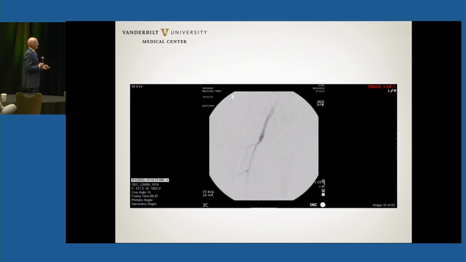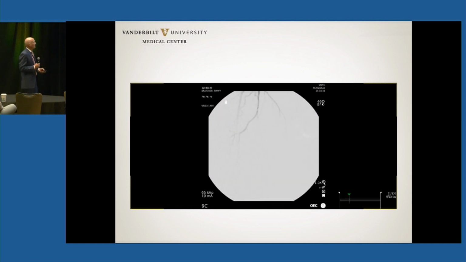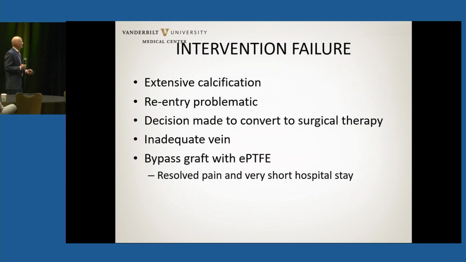And you can see that she's got good flow into a large profunda collateral out here. So this is the origin of her SFA. And that large profunda collateral, you can see, comes down and reconstitutes a barely above knee segment of popliteal artery. And this whole segment, I don't have an unsubtracted view, but this whole thing is incredibly heavily calcified. So she has this extensive calcification.